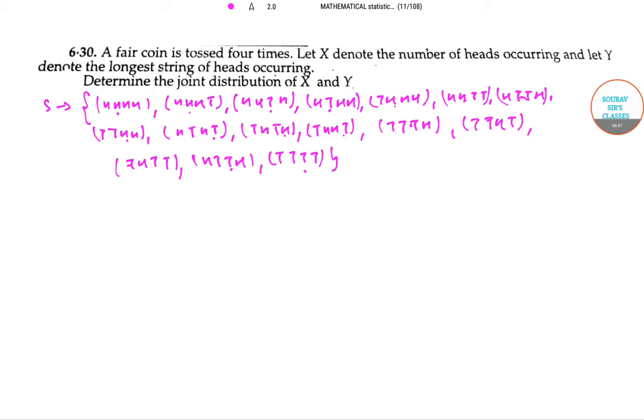So now let us create a table where y goes over here and x over here, and since the coin is tossed 4 times, the longest string of heads you can have is 4 and the minimum you can have is 0. So y can be 0, 1, 2, 3 and 4, whereas x can also be from 0 to 4.